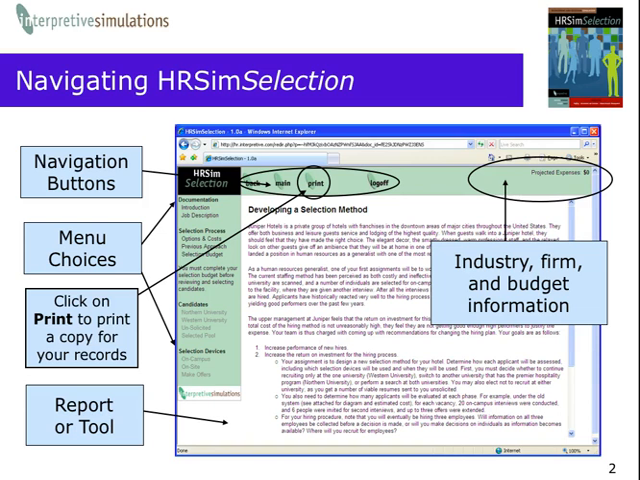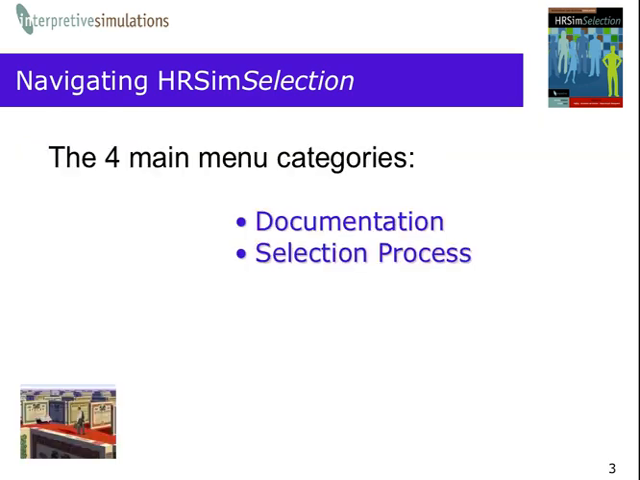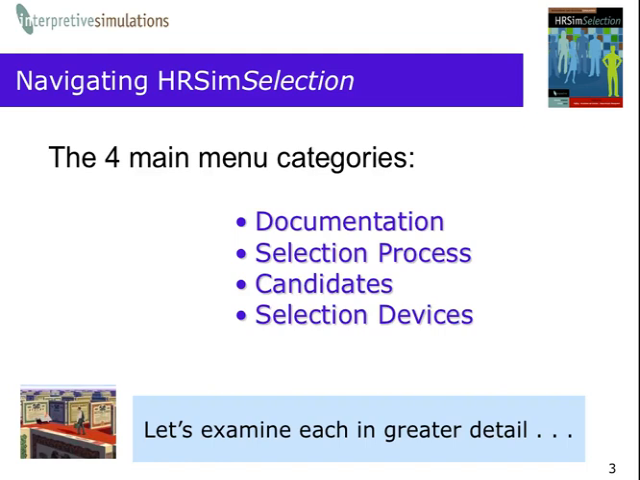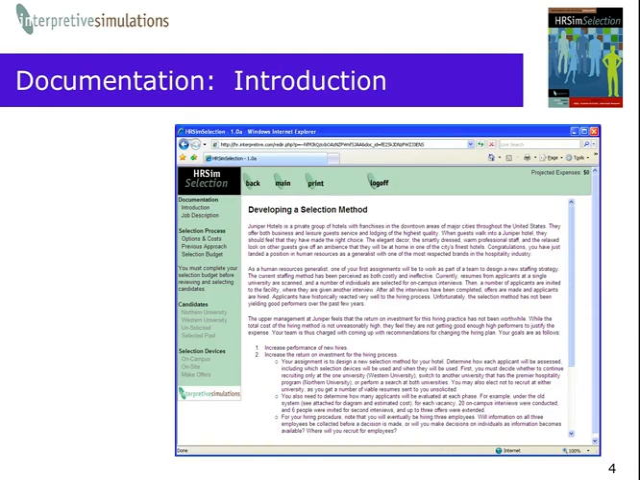So you'll open up into the first screen, and it talks about developing a selection method. You'll see something like that. Your main menu on the left-hand side, as you get into the sim selection, you'll see, as I said, documentation, selection process, candidates, and selection devices. So it's always good to start with the documentation first. The documentation gives you all the background information that you need to be able to understand what is going on.